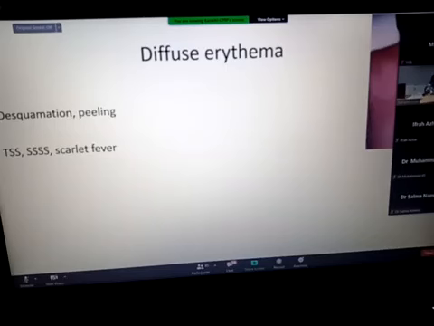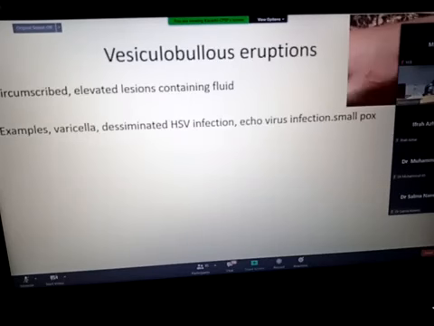Then diffuse erythema may occur, and there is desquamation and peeling off of the skin, which may be seen in case of staphylococcal infections and toxic shock syndrome caused by staphylococci, then scarlet fever caused by streptococci. Another type of lesion is the vesiculobullous lesion. You can see the image. You can see the vesicles and the bullae.